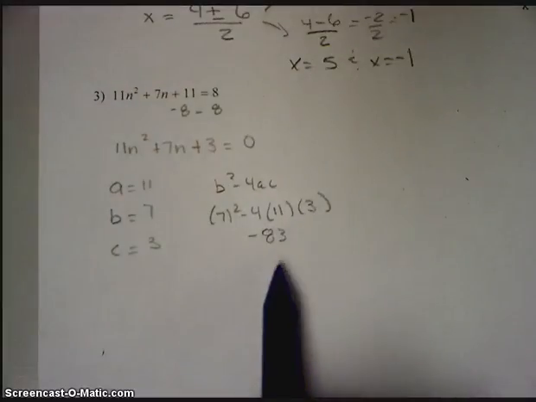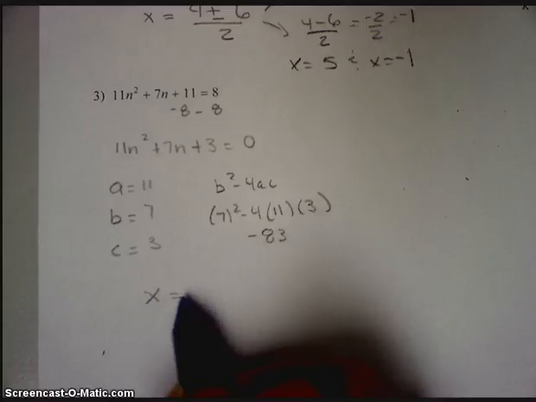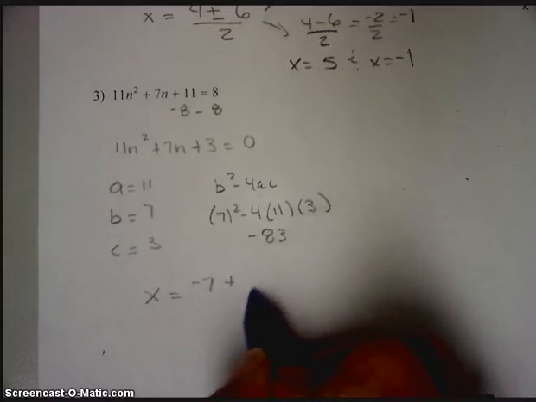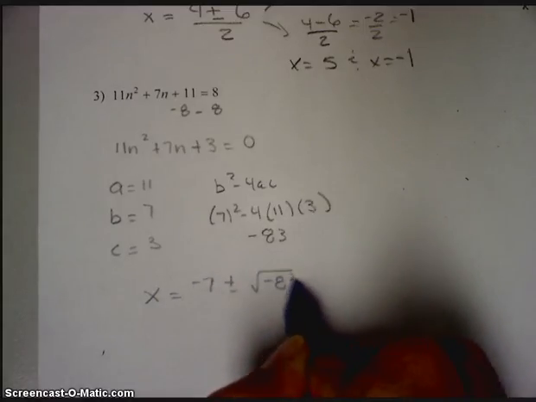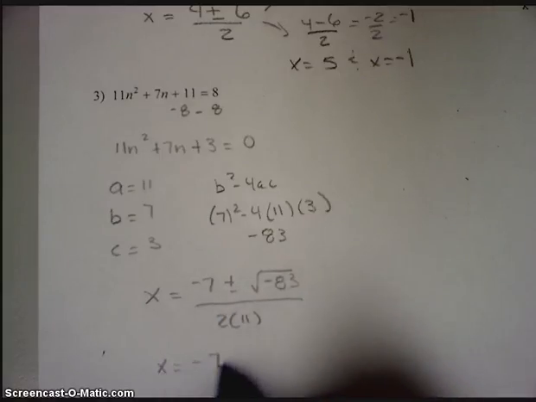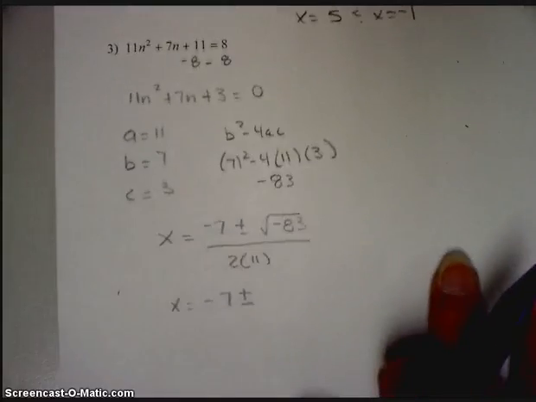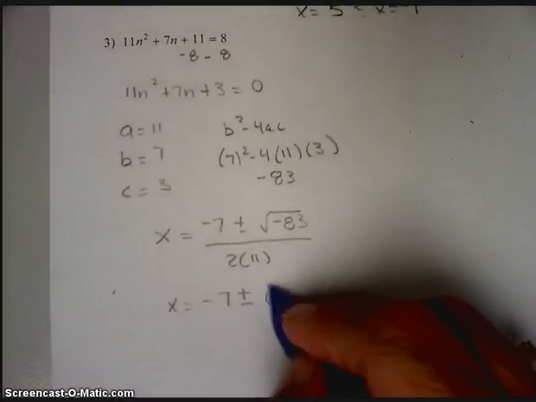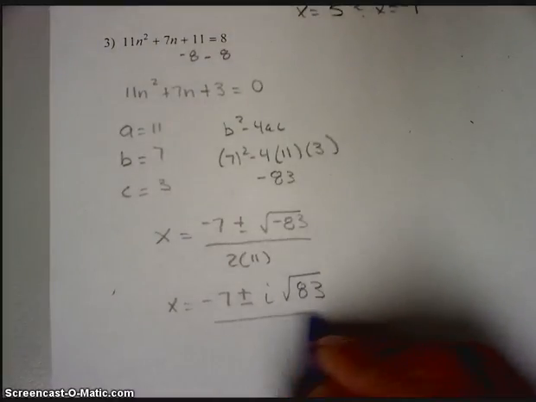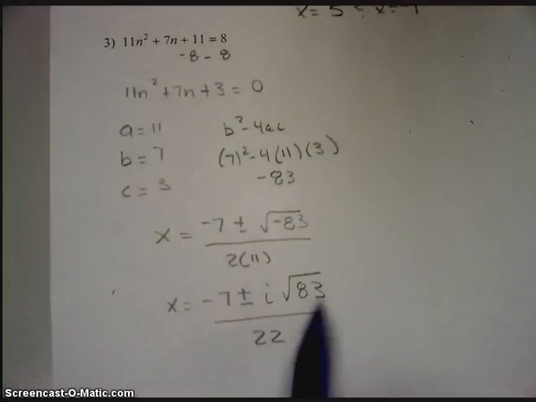Remember, anytime we have a negative discriminant, that means we're going to have imaginary solutions. But when we set this up, we would continue on. We have x equals opposite b, which would be negative 7, plus or minus the square root of negative 83 all over 2 times a. So I wind up with x equals negative 7 plus or minus, and remember, when we have the negative in the radical, we need to bring it out as an i, i radical 83 all over 22. If I do my math, I find no perfect squares go into 83, so this would be the final answer.